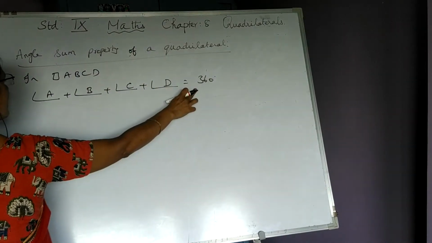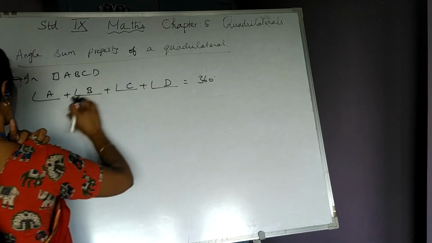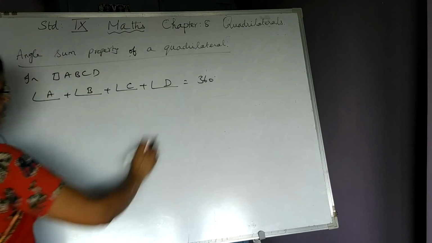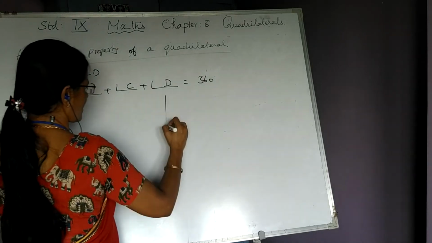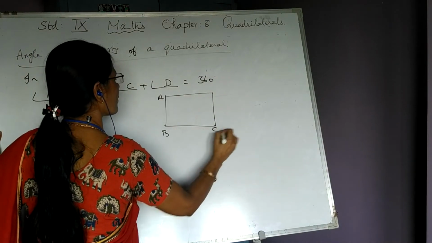For a triangle, it is 180 degrees, but we get here 3 angles. Whereas for a quadrilateral, there are 4 angles. If you add all the 4 angles of a quadrilateral, what is the total degree we'll get? We'll get 360 degrees. How does it become 360 degrees? Let us understand in a simple way.